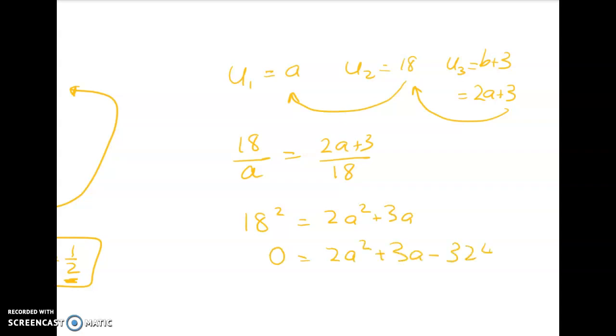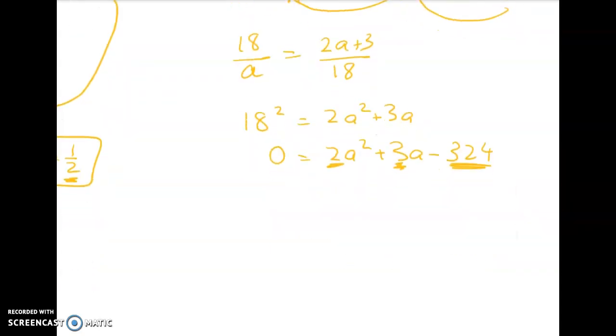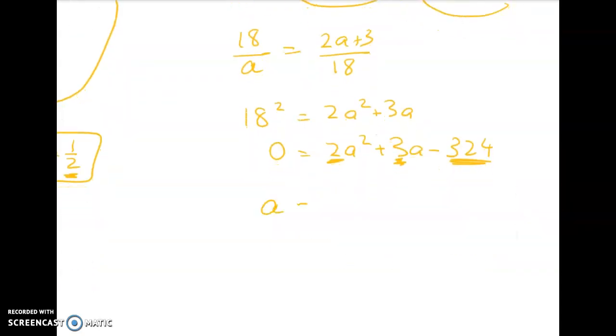And for once in my life, I'm going to use the quadratic formula, because I look at that, I might be able to factorize it with grouping, but it's going to be kind of blah. I'm not going to do completing the square on it because this would be a fraction. So yeah, we'll just get on with it and do the quadratic formula. So A is equal to negative B, so negative 3 plus or minus the square root of B squared, 9, minus 4 times A, which is 2, times negative 324.